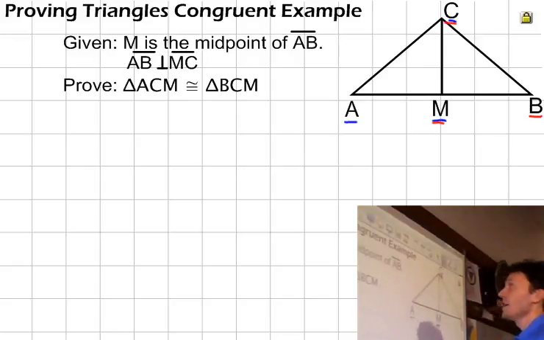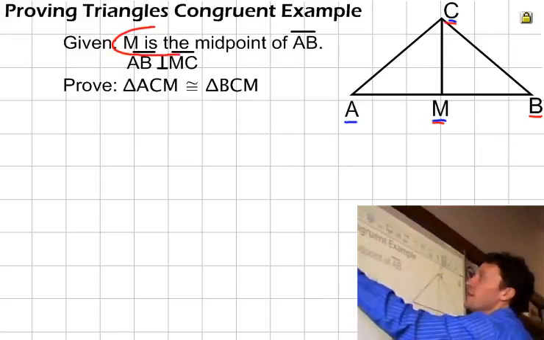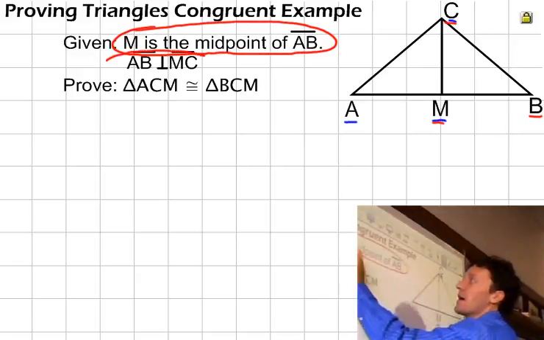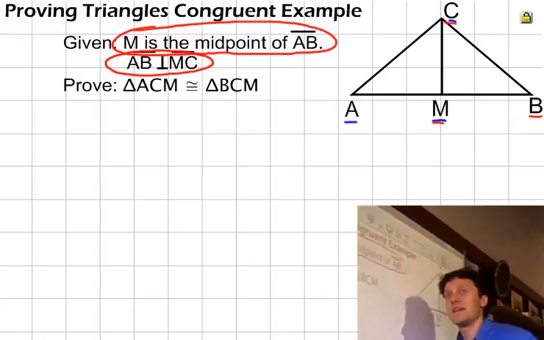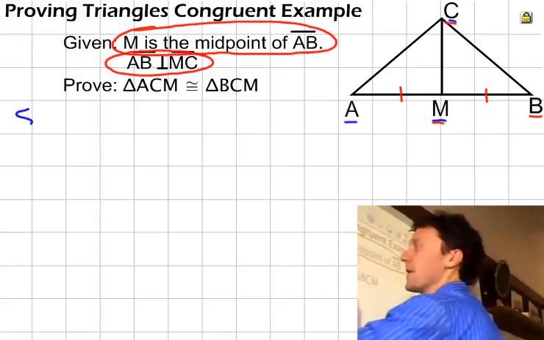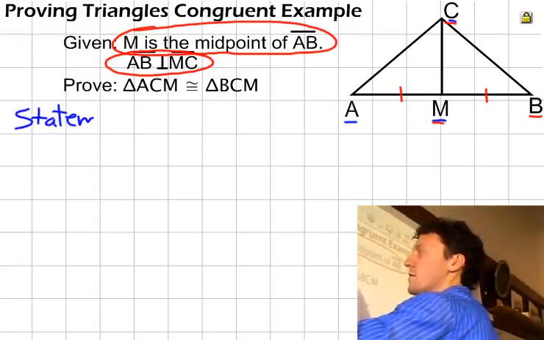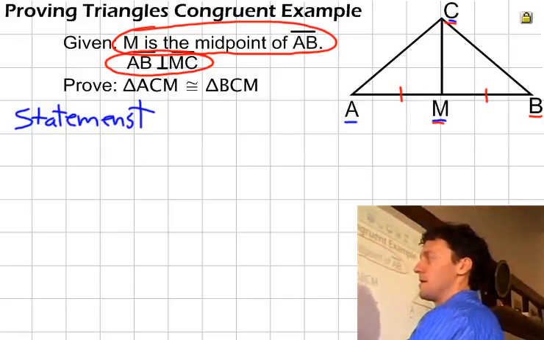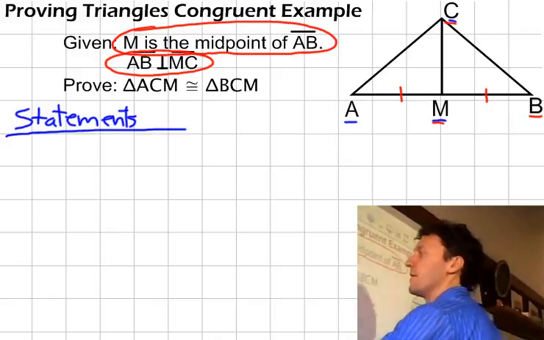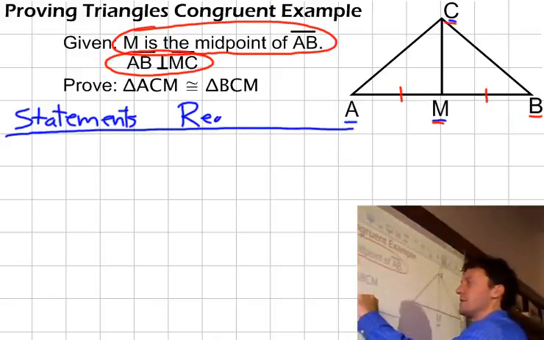Now, you look at your given information, this is telling us a lot. A midpoint, that means I'm going to have two congruent segments. I've got perpendicular lines, that means I'm going to have congruent adjacent angles. So what I see so far is I can show that AM is congruent to MB. So let me do that first. Okay, so we'll start here. There are statements and our reasons.